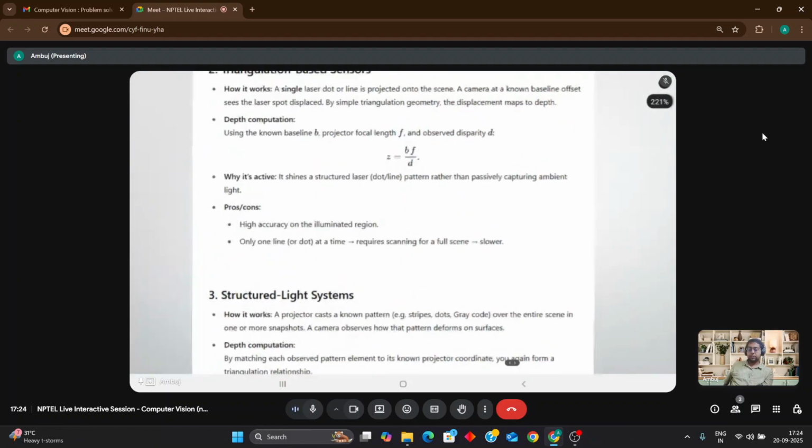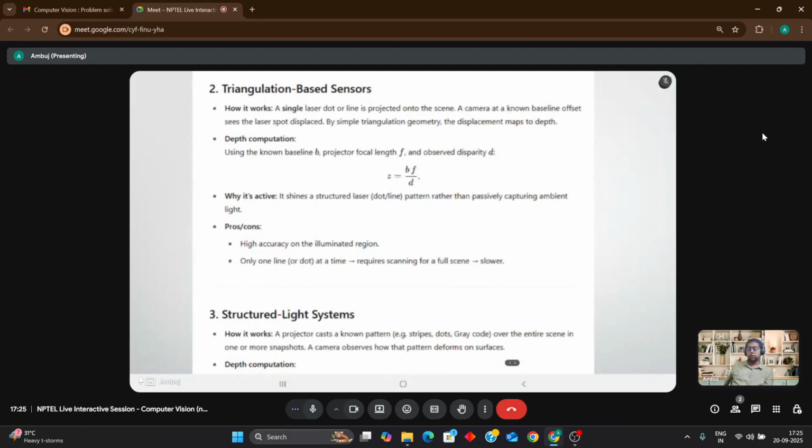Then triangulation-based sensing. It works by projecting a single laser dot or line onto the scene. The camera, with a known baseline, sees the laser spot displaced. By simple triangulation geometry, the displacement maps to the depth. That is triangulation-based sensing. Using the known baseline B, projected focal length f, and the observed disparity d, the depth is Z equal to B times f divided by d.